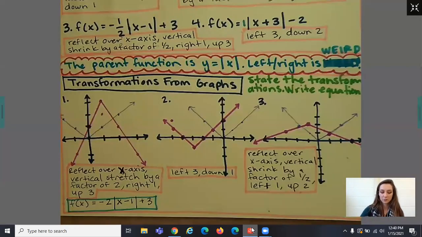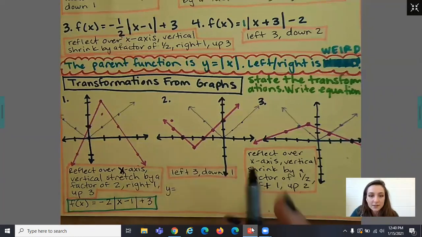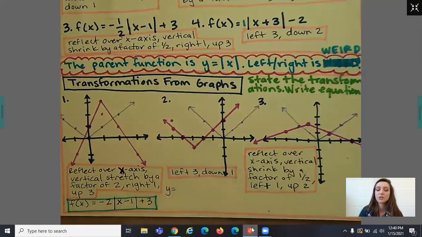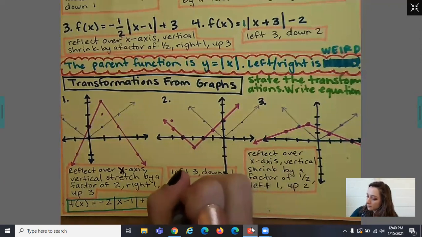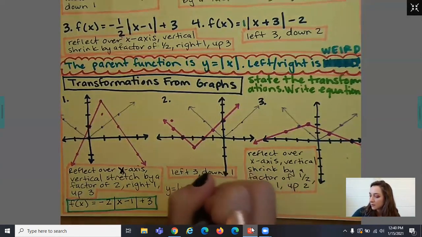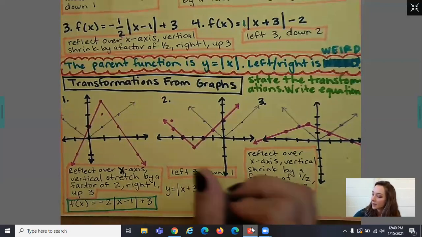Okay, so let's look at our second one. And let's just write y equals this time, because why not? This one's not reflecting over the x-axis. It's not doing a vertical stretch. So we're just going to go straight to the absolute value sign. And we're going to write our x. Okay, left 3, usually left means negative, but now we have to think the opposite. So left means positive 3. And then the down 1, that's just going to be normal. So it's going to be -1 on the end.